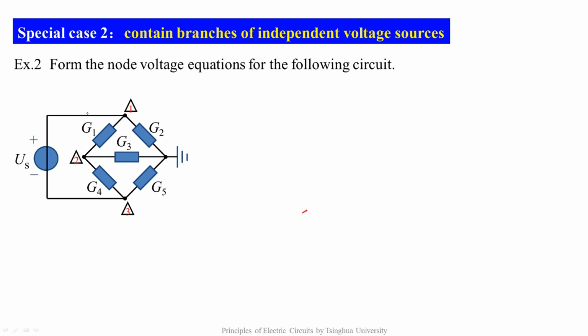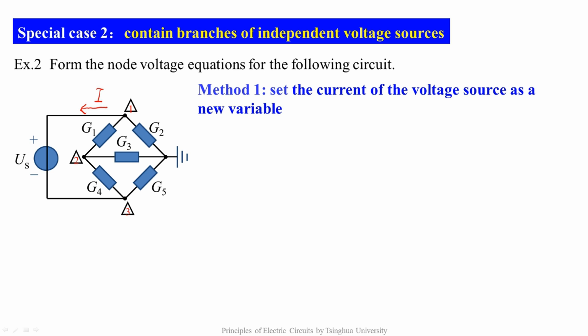We might assume that the current flowing through this branch is I. Then we can write the node voltage equations. For node 1, its self-conductance is G1 plus G2, that is (G1 plus G2) times U1. While for the coefficient of node 2, it should be the mutual conductance with node 1. It is minus G1 times U2. There's no resistor branch directly connected between node 1 and node 3, so their mutual conductance is 0.